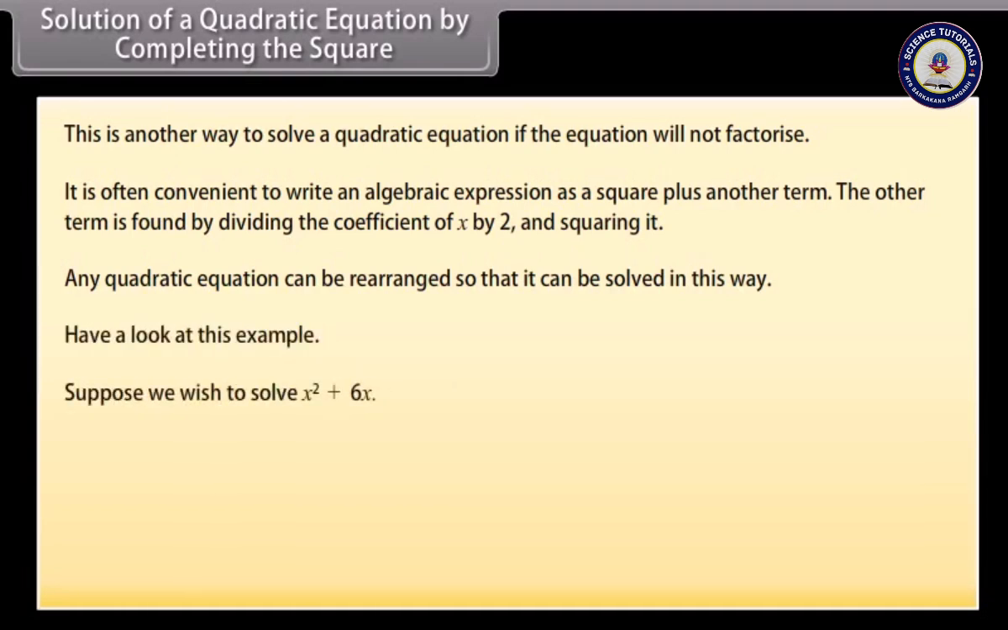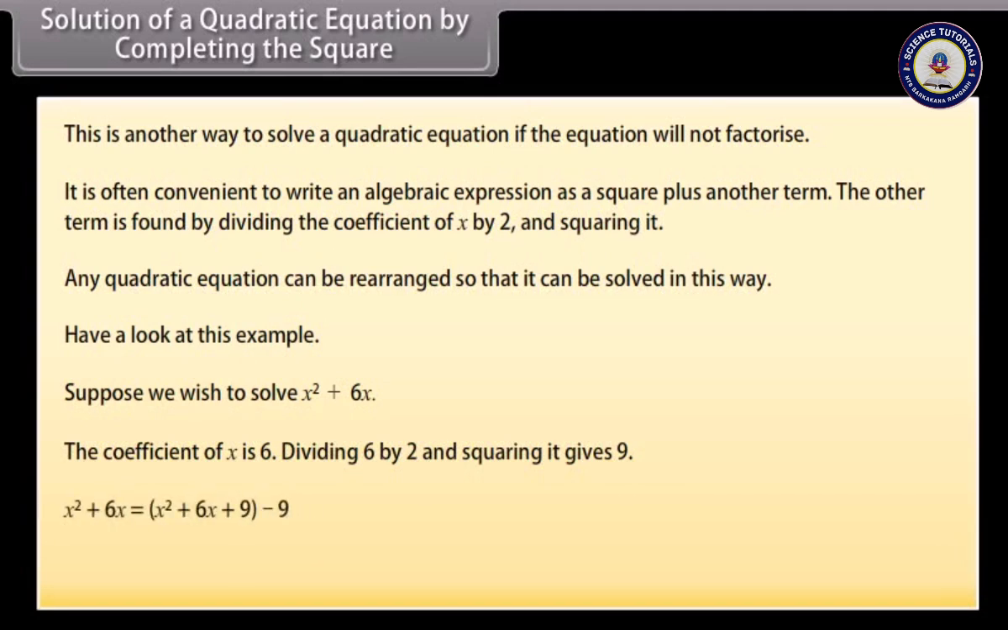Rewrite x square plus 6x as a square plus another term. The coefficient of x is 6. Dividing 6 by 2 and squaring it gives 9. x square plus 6x is equal to x square plus 6x plus 9 minus 9 equals (x plus 3) whole square minus 9.